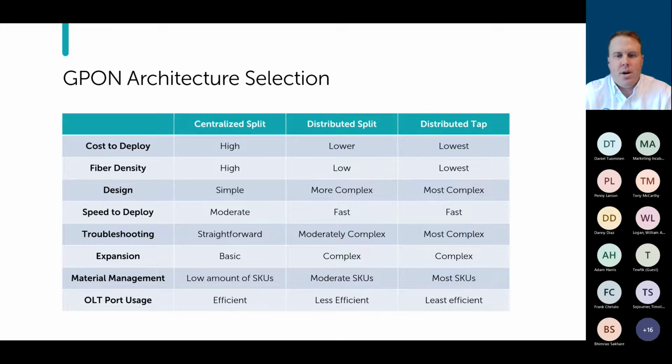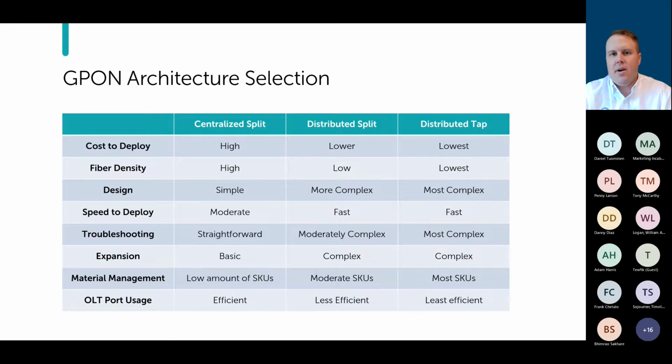A lot of it's really just going to depend on what you're going to do. One thing I do want to note here is the fiber density and how many fibers we need. The distributed tap can operate with the fewest fibers. However, I would definitely discourage you from going too low on a fiber count, just because you can get away with a 12 count fiber doesn't necessarily mean that you should.